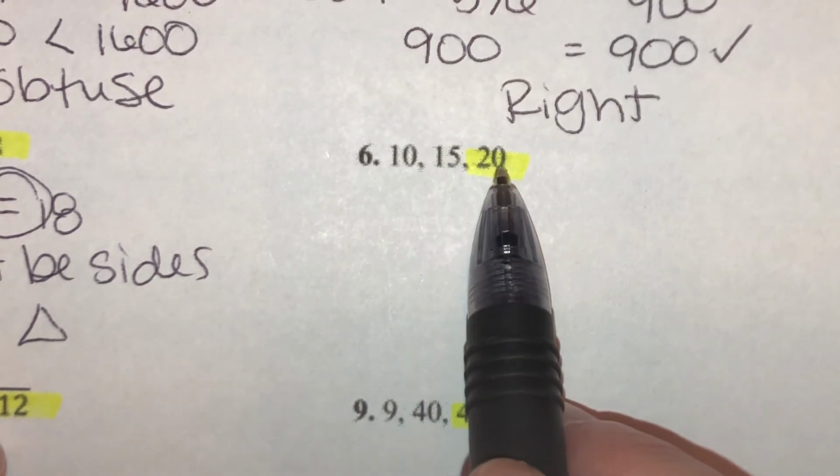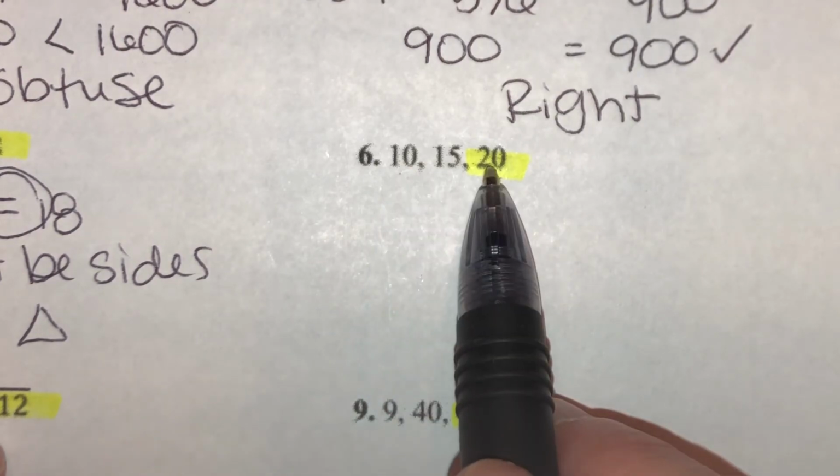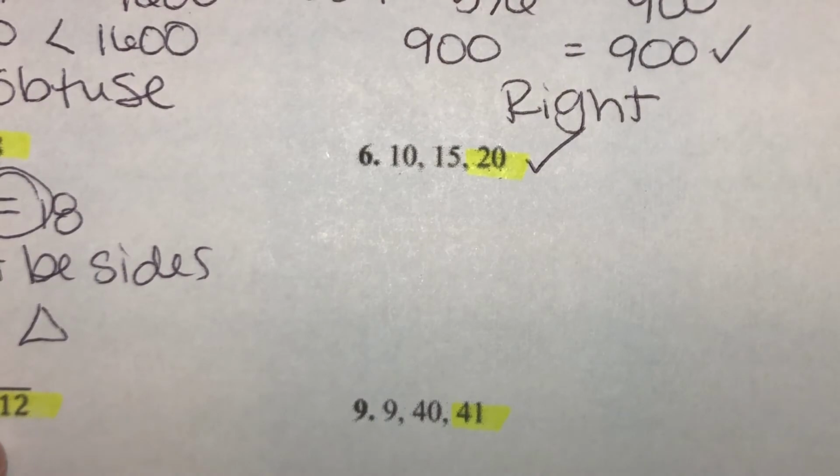Good. 15 and 20 is 35. 35 is greater than 10. True. 10 and 20 is 30. 30 is greater than 15. So this works. These can be sides of a triangle.